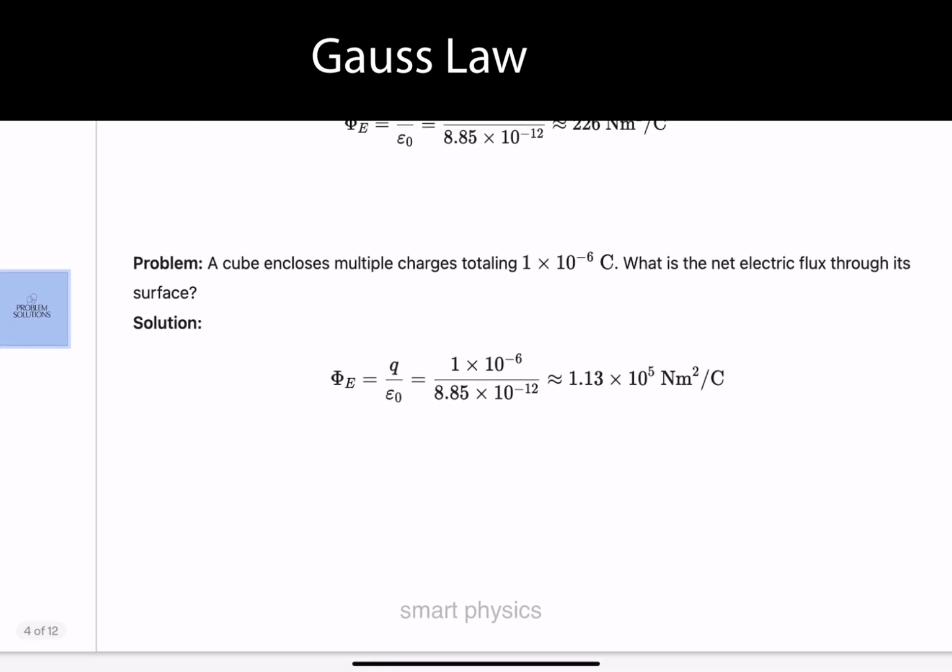Now, here's the second one. A cube encloses multiple charges and the total is given as 10 to the negative 6 coulomb. What is the net electric flux through its surface? Once again, there is no mention of the size of the cube here because it does not matter. All you've got to do is Q by epsilon naught, and you get the answer.